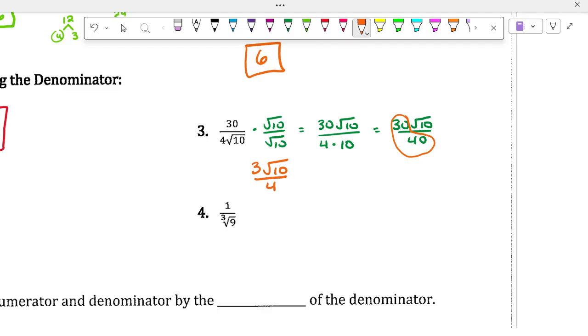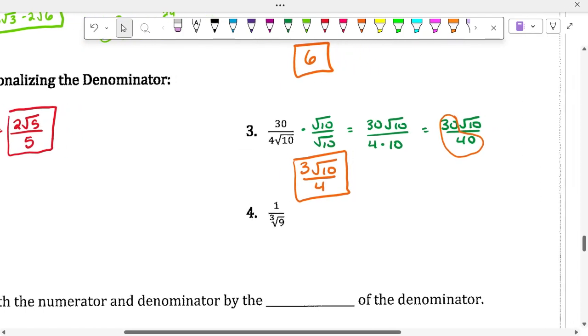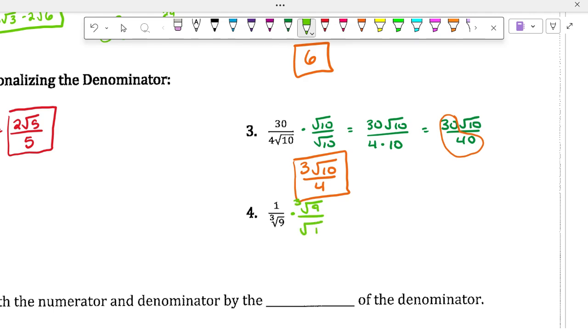Can I simplify the square root of 10 any? Nope. Only breaks down to 5 and 2. Neither are perfect squares. What about number 4? So even though it's a cube root instead of a square root, it's still the same process. You just multiply the top and the bottom by the cube root of 9.